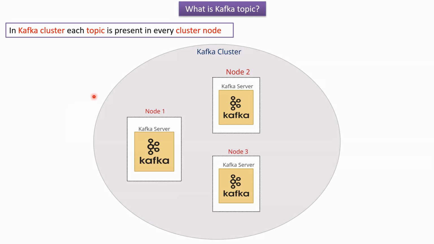Here you can see the Kafka cluster. It has three nodes: node 1, node 2, node 3, and in each node a Kafka server is running. In a Kafka cluster, each topic is present in every cluster node. Suppose topic 1 is present in node 1, then that will be present in node 2 as well as node 3 also.